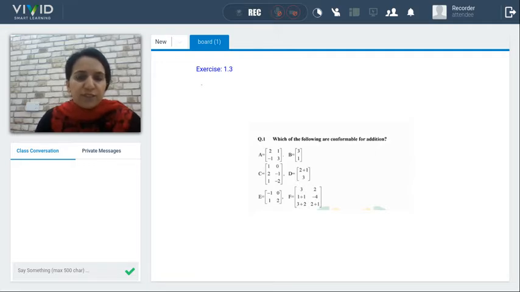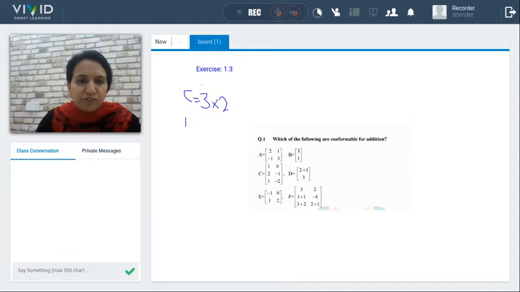First, check out the order of B matrix. The order of B matrix is 2 cross 1, so it means we cannot add this matrix in A. Now look at the order of C. Order of C matrix is 3 rows and 2 columns. So this is the order of C. We cannot add A into C or C into A.